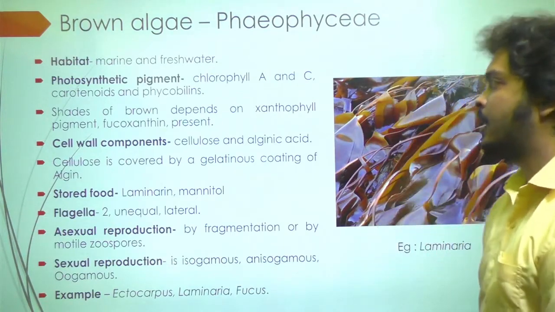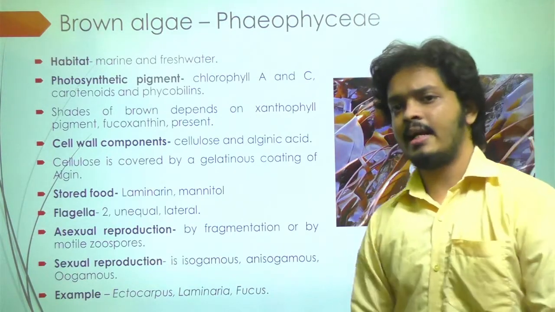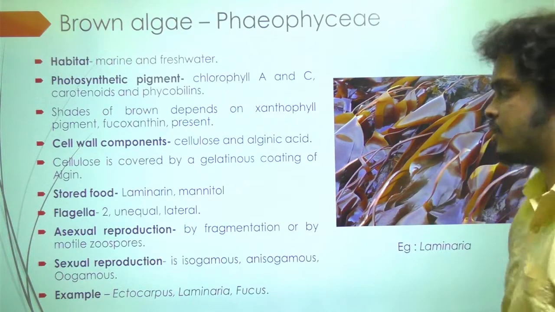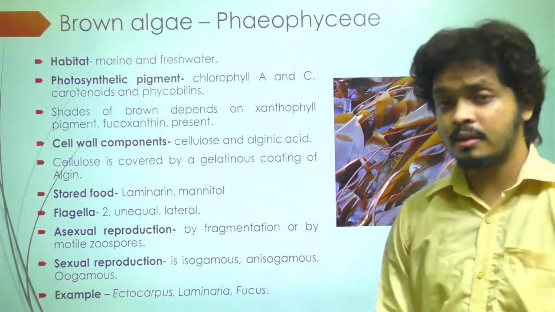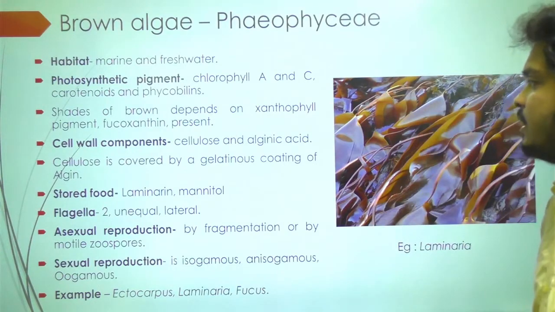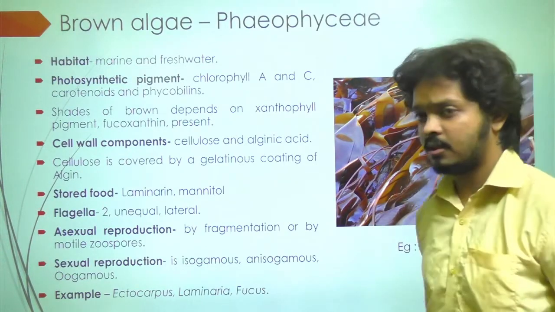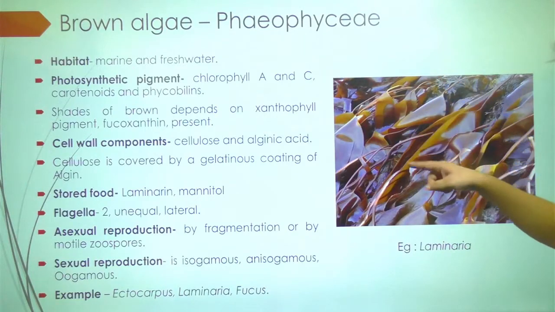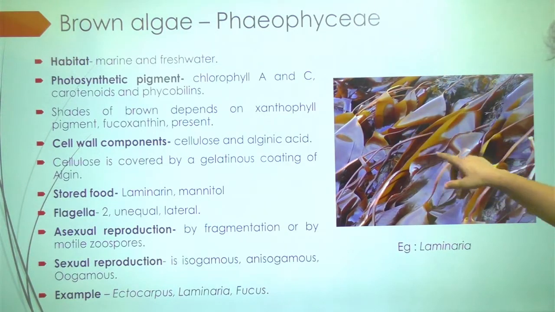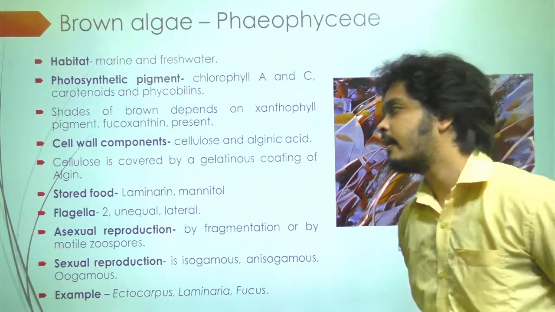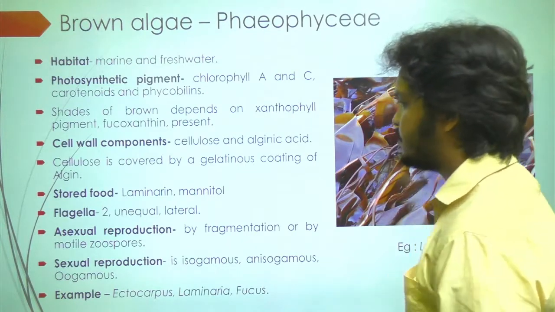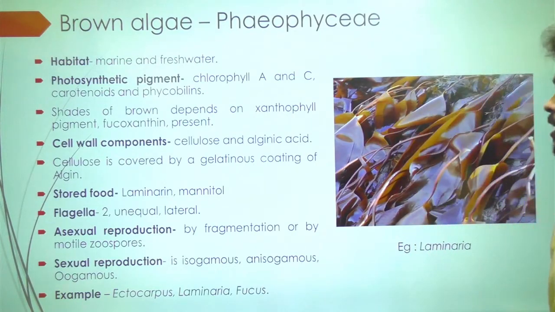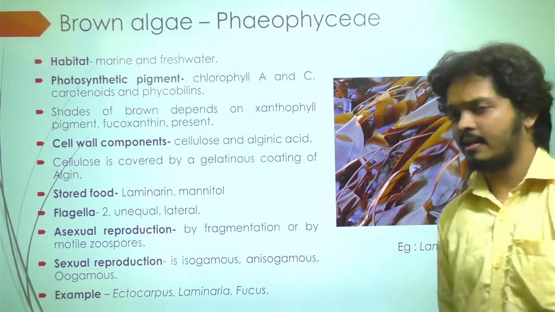Habitat, marine and freshwater. They dwell in both marine and freshwater conditions. Photosynthetic pigment, chlorophyll A and C, carotenoids and phycobilins are present. Shades of brown depends on xanthophyll pigments. The brown color that you can see here, the shades of brown depends on xanthophyll pigment. Fucoxanthin is also present. Cell wall components, cellulose and alginic acid is present here. Cellulose is covered by a gelatinous coating of algae.